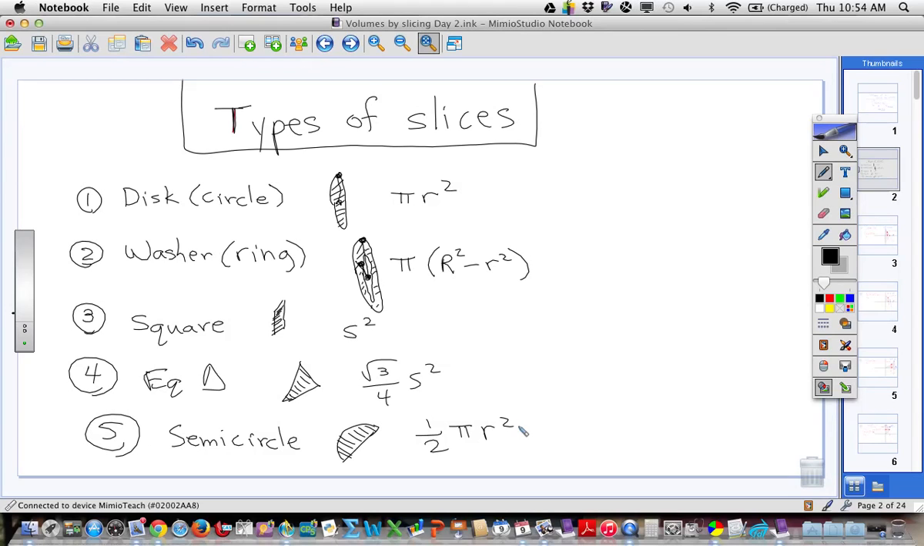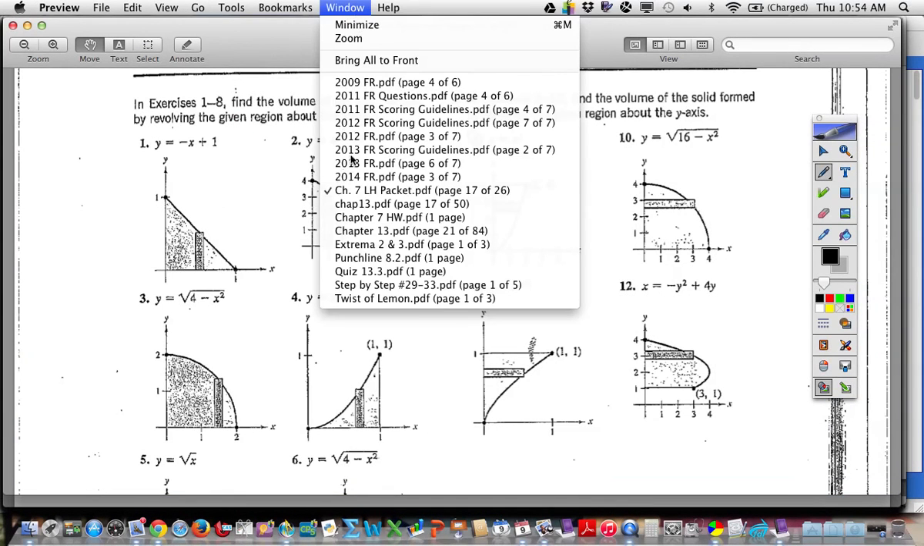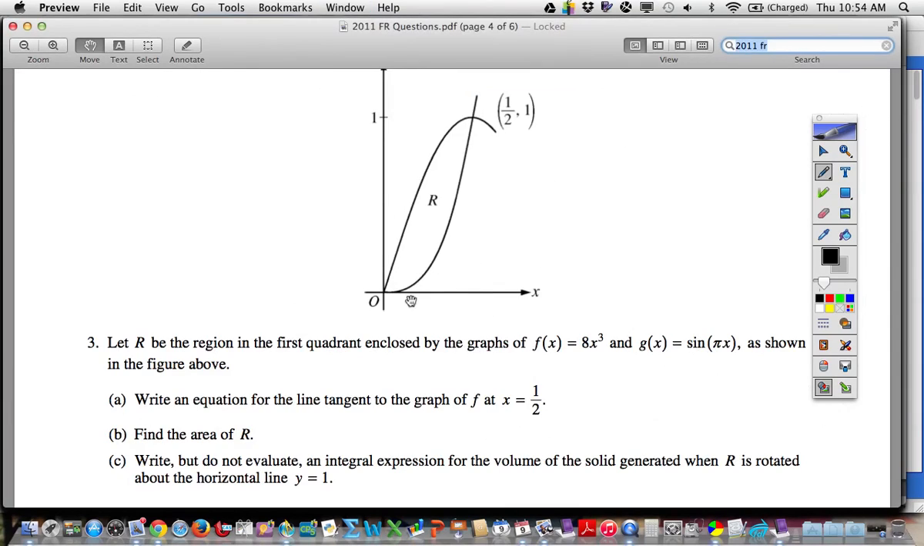All right, get out your 2011 packet, and I think also your 2013 packet. I think those are the 2 I want to do today. And then we're going to have some work time.